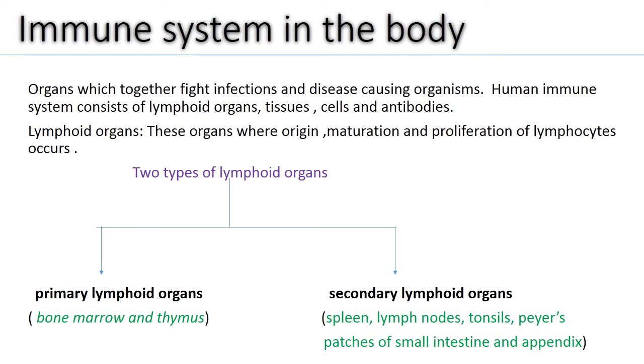There are some organs in our immune system that help in interaction between lymphocytes and antigens. The organs in which lymphocytic cells actually come in contact with the antigen are considered secondary lymphoid organs. We have the spleen, lymph nodes, tonsils, Peyer's patches of the small intestine and the appendix. So we have divided the lymphoid organs into two types based on function. Clear? Primary lymphoid organs and secondary lymphoid organs.